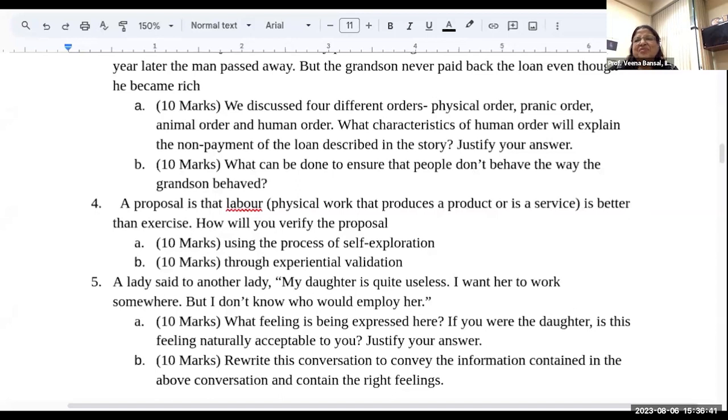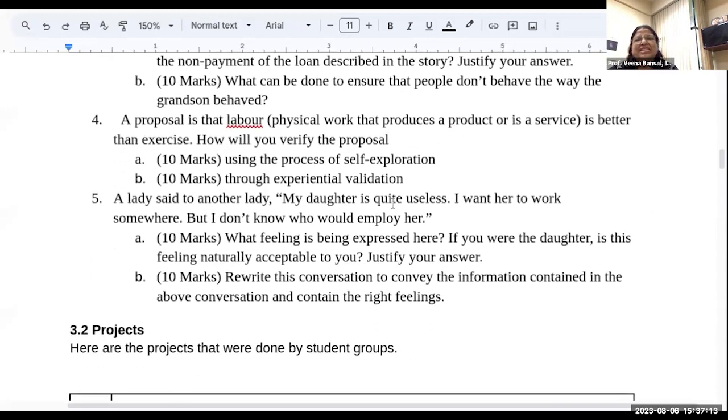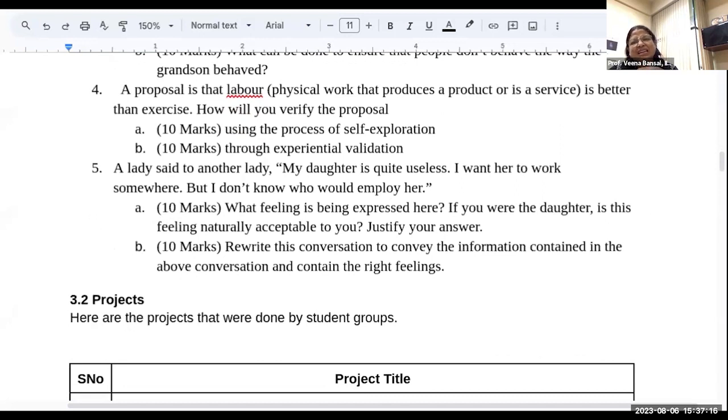Right. So the first question is again from Sudha Murthy's book. A lady was telling another lady that my daughter is quite useless. I want her to work somewhere, but I don't know how to employ her. So the follow-up questions were: if you were to communicate the same information with right feelings, how would that be done? And also, are the feelings that are being expressed here acceptable to you? I was very pleasantly surprised that some students understood that the mother is actually concerned about the daughter. So she does care, but the guidance part, the right feelings or the respect part, is missing. So they could see both feelings and that was very nice.